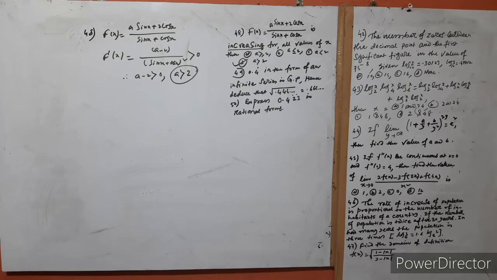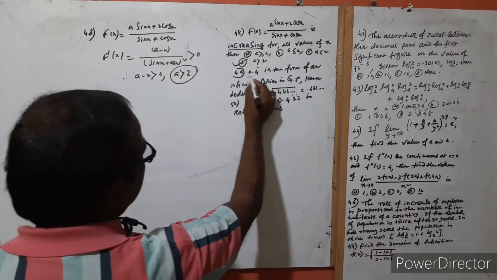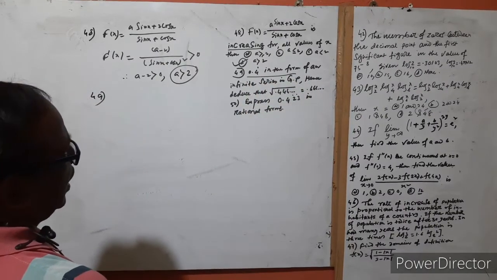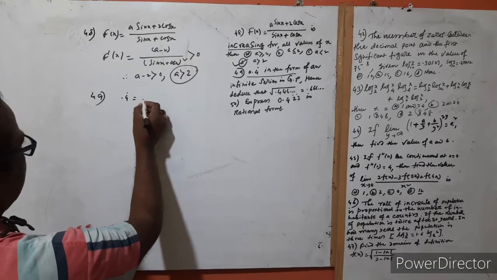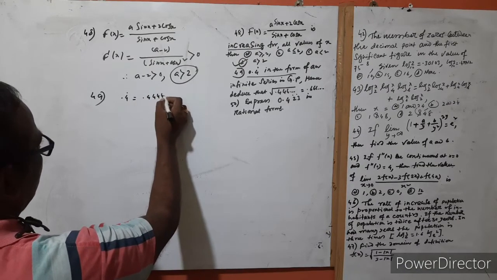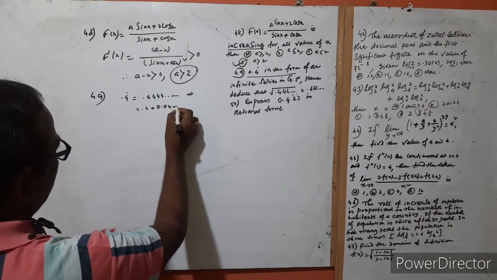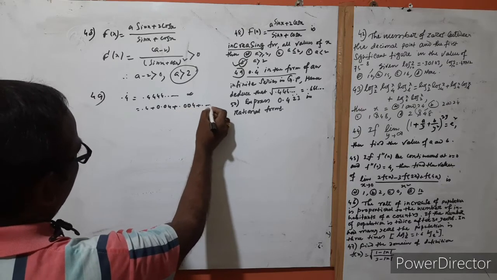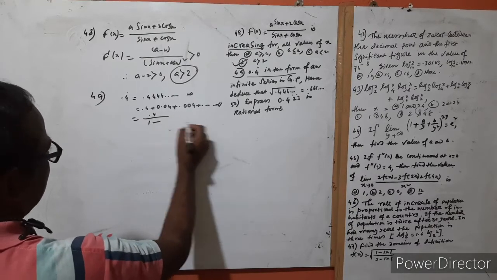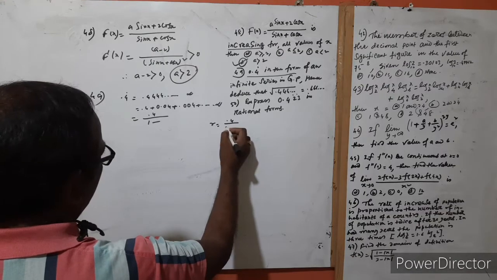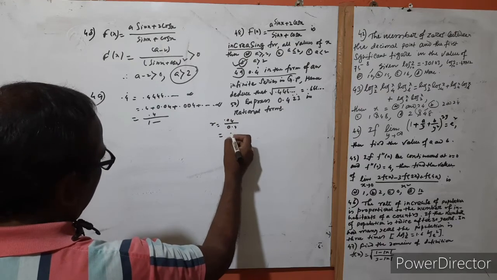This is for an increasing function. Now 49, we have to do problem 49. This is the form of an infinite series of GP. For that, this is the recurring decimal 0.4444 to infinity. Actually, this can be written like that, 0.4 plus 0.04 plus 0.004. This is an infinite GP, so the sum is a by 1 minus r, and r is 0.04 divided by 0.4.